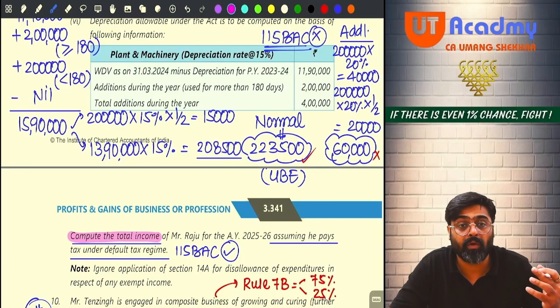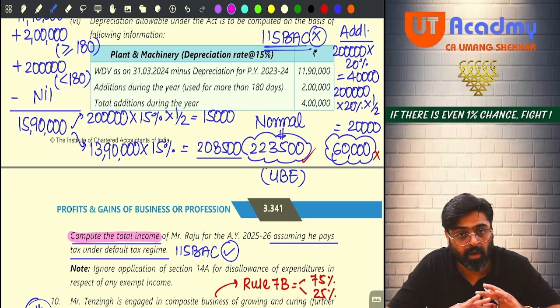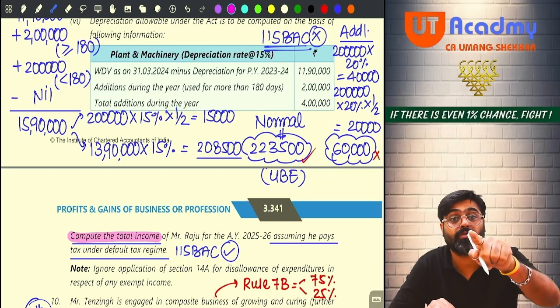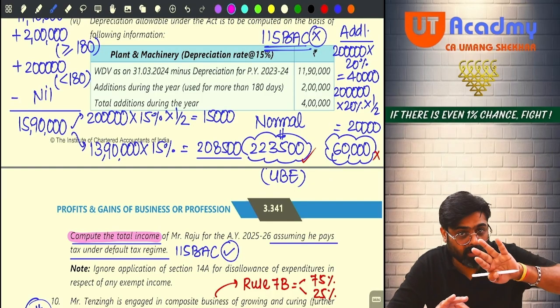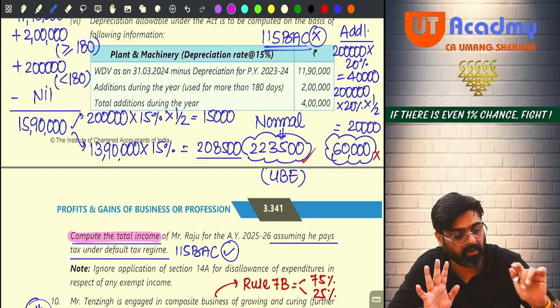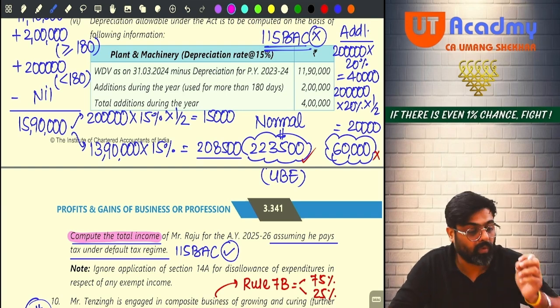See, if we were shifting out of 115 BSE, not following 115 BSE, then we would have taken the deduction for additional depreciation also, which we have calculated. But we are not going to take that depreciation. We are only going to take normal depreciation. Okay? So reduce 2,23,500. On your calculator, you are having 288,500.